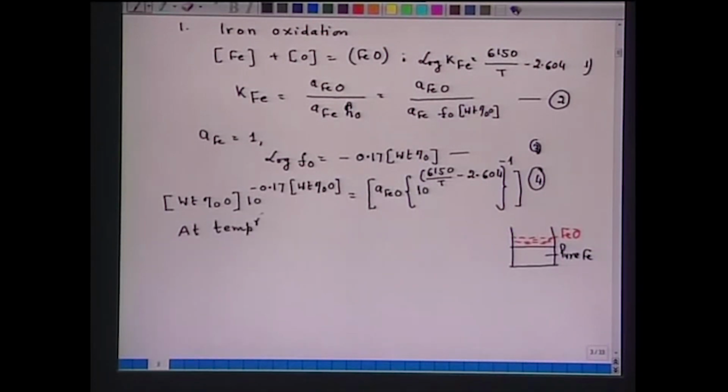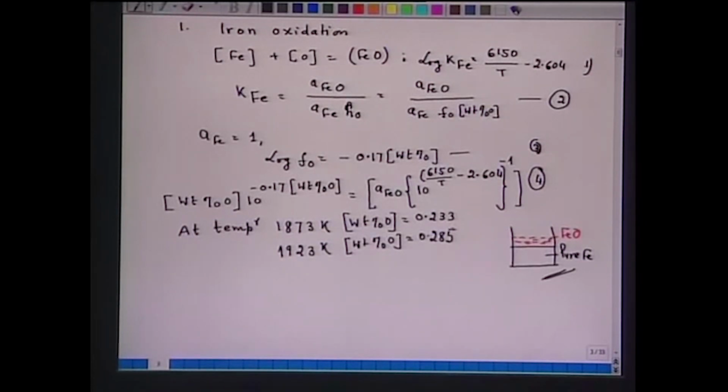a temperature, we take 1873 Kelvin and we take another temperature 1923 Kelvin, and we solve this equation 4 by taking activity of FeO equal to 1 for this particular system. Then we get at 1873 K weight percent oxygen, mind you this is the saturated oxygen, the maximum oxygen, equal to 0.233. At 1923 Kelvin, the weight percent O is equal to 0.285. So, what we note from here is that an increase in temperature increases the oxygen dissolved in iron when iron is in contact with oxygen.